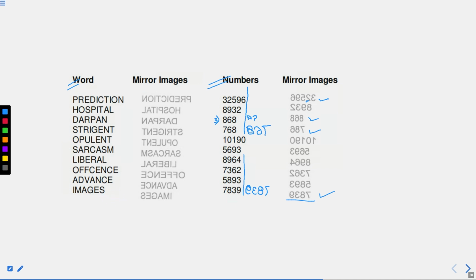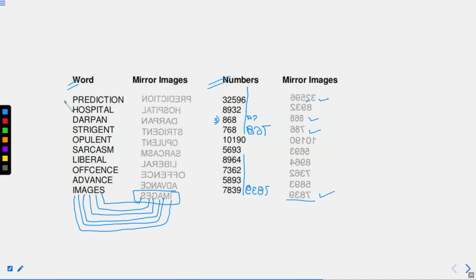We know that S will look like this, E will look like this, G will look like this, and we know that A will repeat itself. We know 11 alphabets are there that repeat. M also repeats itself, and I also repeats itself, right? This is the mirror image of the word "images". I hope you got my way as well as got the answer, right?